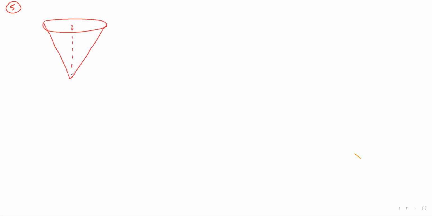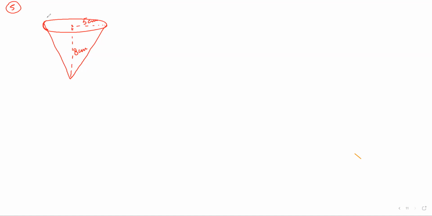So it must be having some height and some radius. Its height is 8 centimeter, right? And radius of its top, which is open, is 5 centimeters. So the top is open, right? It is filled with water up to the brim. So it is completely filled up till here, right?